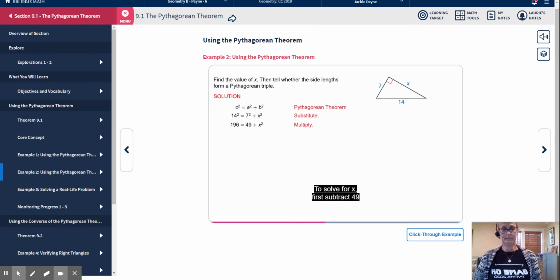To solve for x, first subtract 49 from each side of the equation. This gives you 147 equals x squared. Then find the positive square root of each side of the equation.